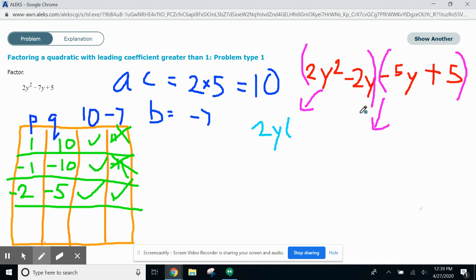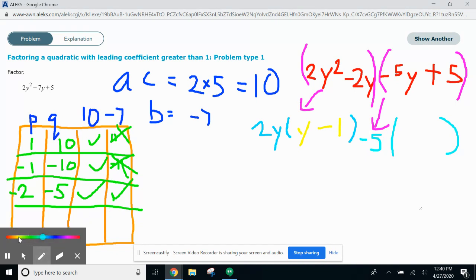2y. And on the inside, I'm going to have y minus 1. All right, let's look at this next one. And out of here, we have negative 5, we have 5. So I can take a 5 out. But when I take a 5 out, what I'm left with is negative y plus 1. I don't want negative y plus 1. I want y minus 1. So let's make this 5 a negative. And then if I take out a negative 5, it should match up.